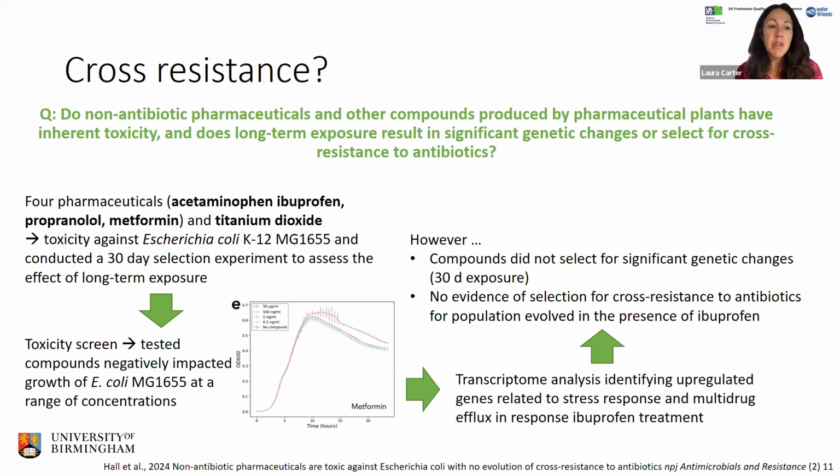So this was building on some of the non-target screening work that we did with the high-resolution mass spec, where we were able to identify the presence of non-antibiotic pharmaceuticals. So we included here common pharmaceuticals that we're able to detect: acetaminophen, ibuprofen, propranolol, and metformin. And also we had a treatment with titanium dioxide.